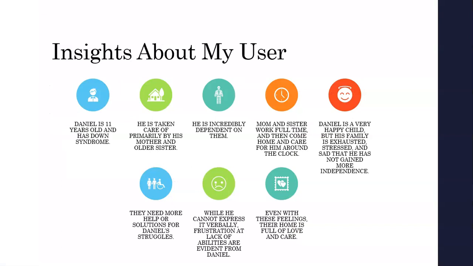And the insights I found about my user are these 8 things that you see here. I won't read all of them, but to start, Daniel is 11 years old and he has Down syndrome. And that causes quite a few issues with him, but he is taken care of primarily by his mother and his older sister, and he is incredibly dependent on them. They care for him around the clock when he's not at school and they're not at work, and it is difficult. He's a very happy child, but his family is exhausted, they're stressed, and they're kind of sad that he hasn't gained more independence at this point in his life.